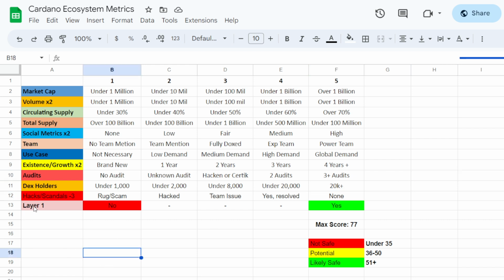And then finally, this is layer 1. Is it a layer 1 blockchain or is it something else? If it's a layer 1, you automatically get 5 points. If it's not, you get 1 point. And that's basically it. You get a max score of up to 77 on the total thing. Now, down here, not safe is under 35 points. Potential is 35 to 50 points. Likely safe is 51 plus points. And that is the metric.